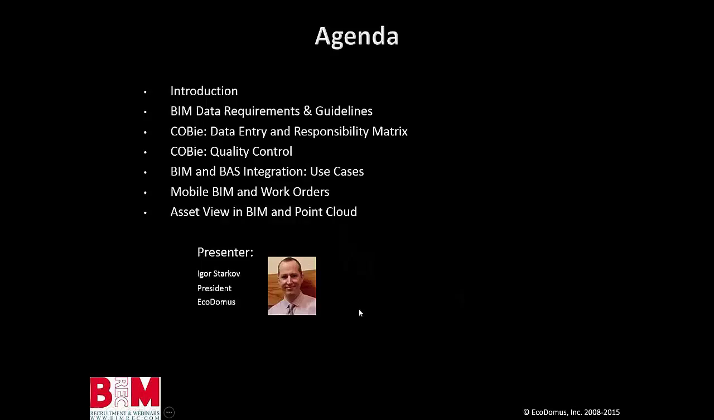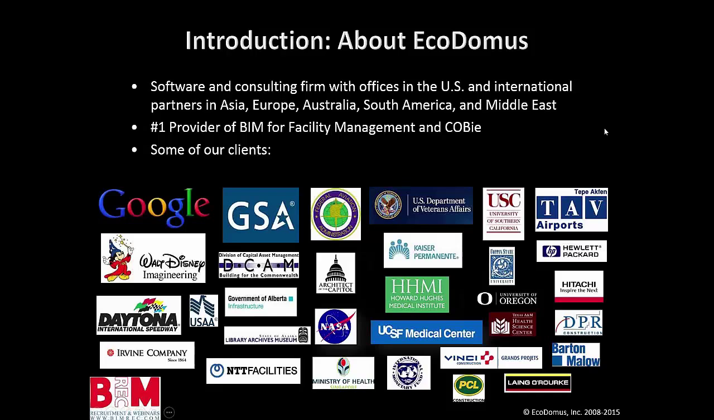First, about EcoDomus, we are a software company. We're 7 years old, started in the United States in Washington, D.C., where I'm based, and in California and San Francisco, where my other co-founder is based.